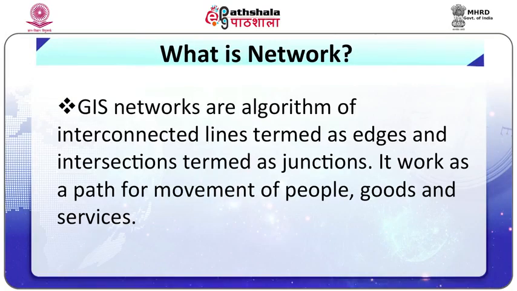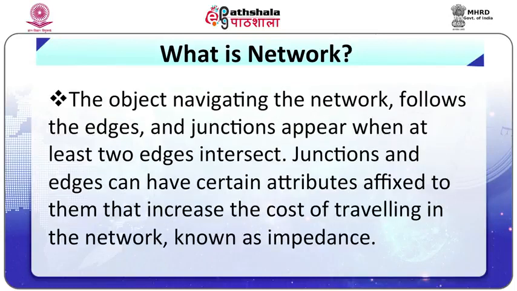So, let's now talk about what is a network. GIS networks are an arrangement of interconnected lines termed as edges and intersections termed as junctions. So, we have edges and junctions. It works as a path for movement of people, goods and services. The object navigating the network follows the edges, and junctions appear when at least two edges intersect.